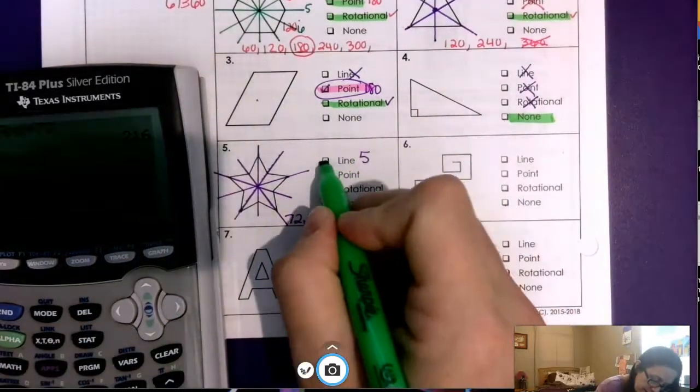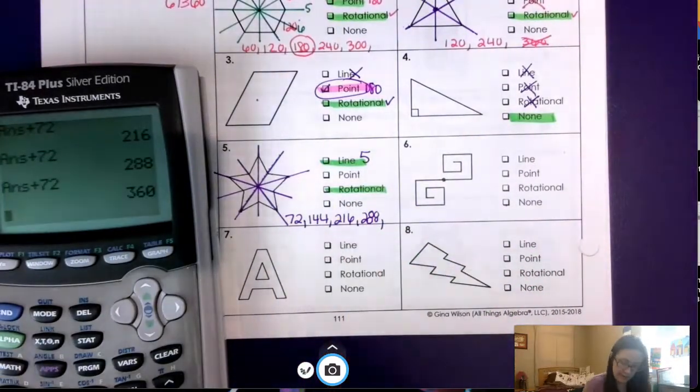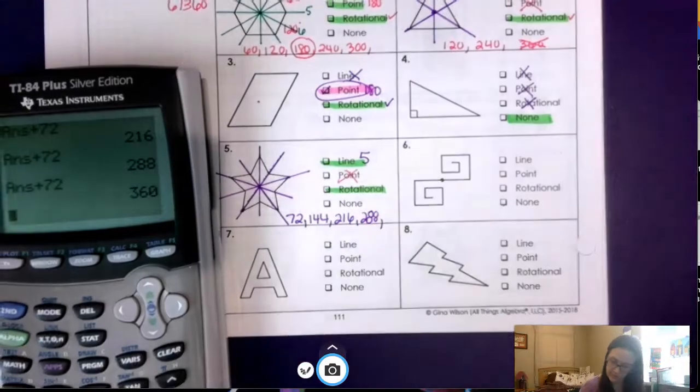So here it had line symmetry, it had rotational symmetry. It doesn't have the point. No, it does not have 180, so it doesn't have the point.